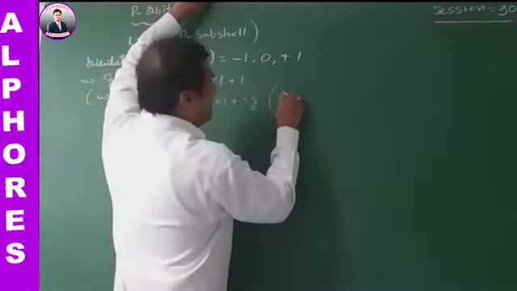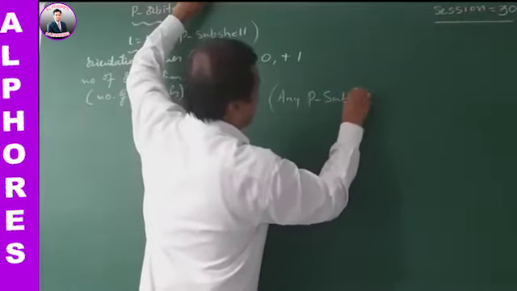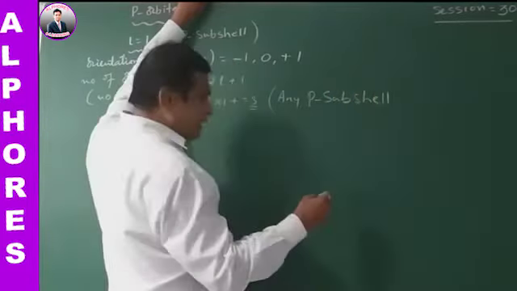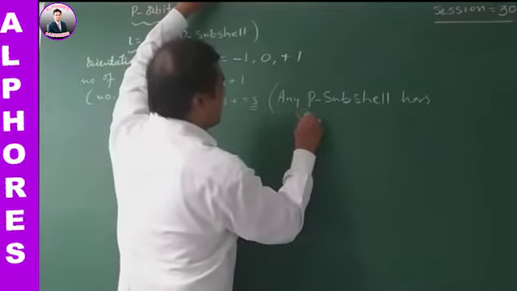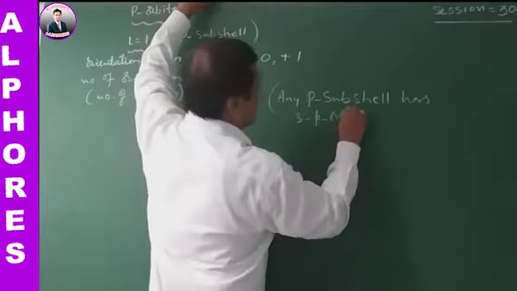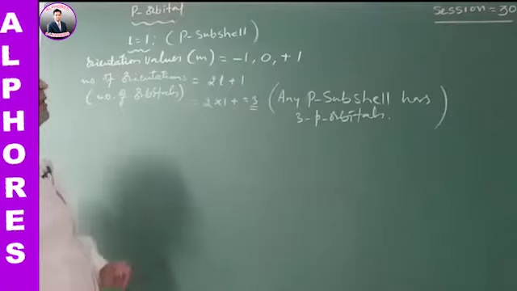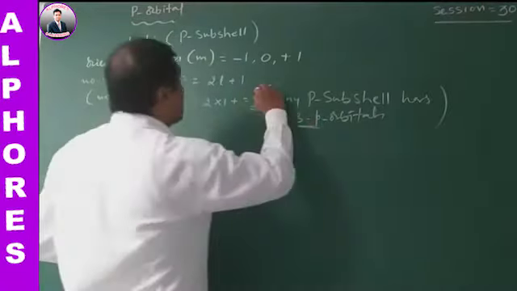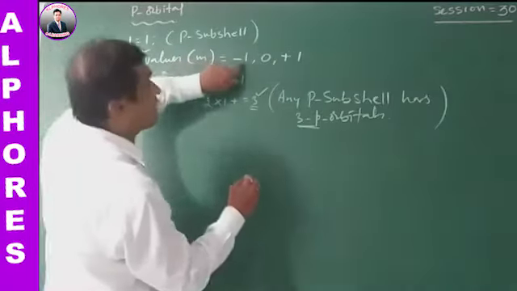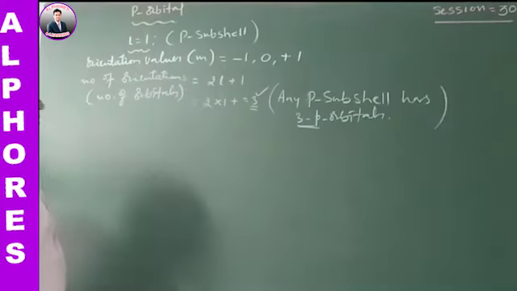Now, clearly, let us write: any p subshell contains 3 p orbitals. Any p subshell, it may be 2p, 3p, 4p, whatever it is, contains 3 p orbitals, because the total number of orientation values is equal to 3. That is the concept we understood.